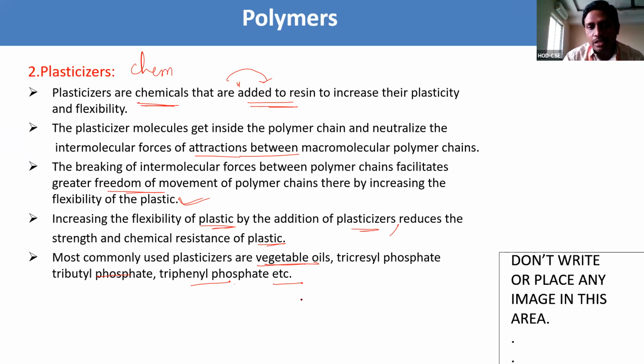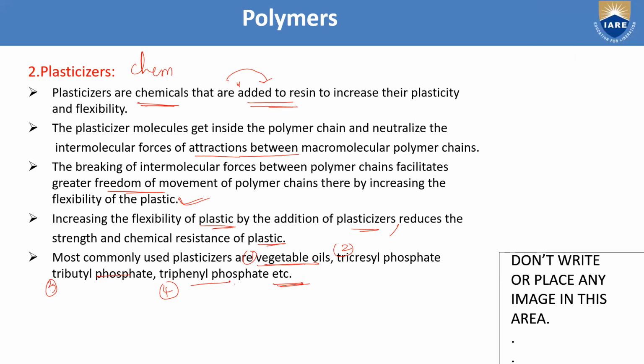As the flexibility increases, it reduces the strength and chemical resistance of the plastics. Commonly used plasticizers are vegetable oils, triglycerol phosphate, tributyl phosphate, triphenyl phosphate. These are examples that act as plasticizers to increase the plasticity and flexibility of the resins.